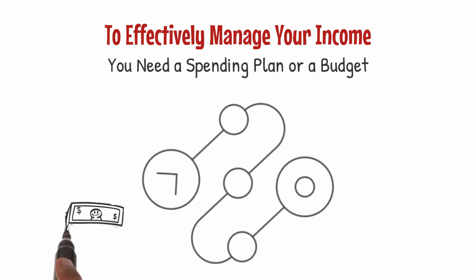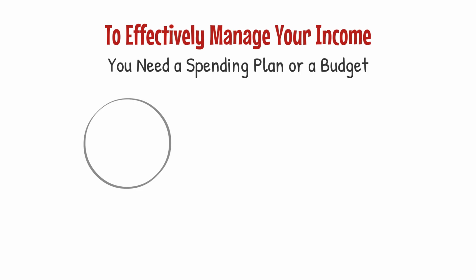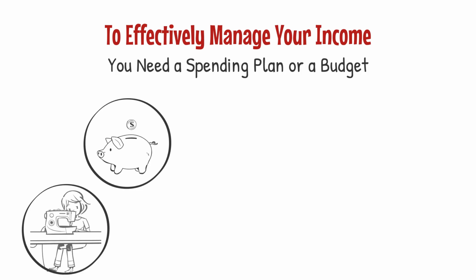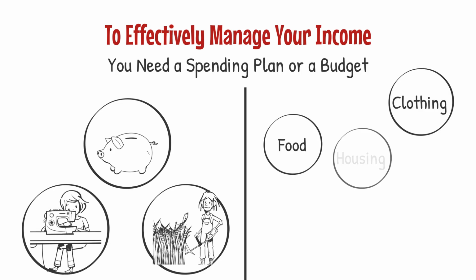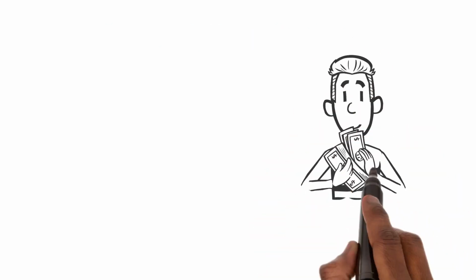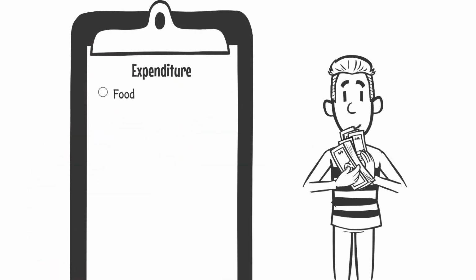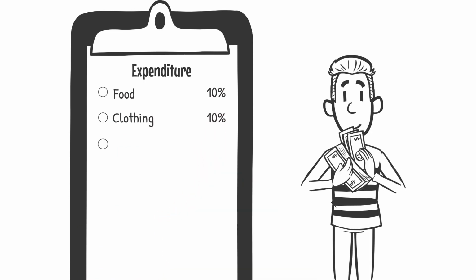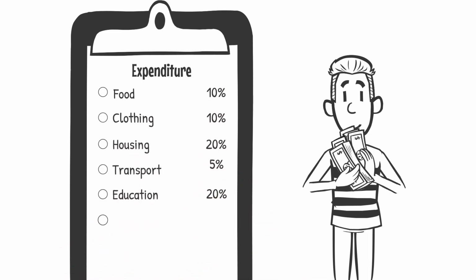To effectively manage your income, you need a spending plan or a budget. It's like a roadmap that helps you spend your money wisely. First, list all the income sources and facilities available to your family. Then, list all your family's needs and prioritize them. Now, allocate funds for each need while keeping your total income in mind. This way, you'll know exactly how much you can spend on each item and ensure you save some money too.